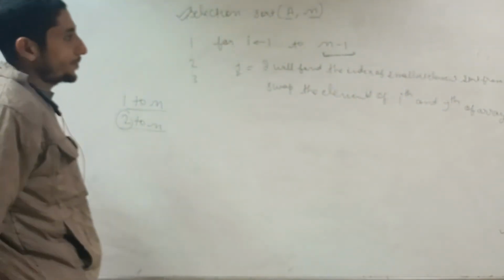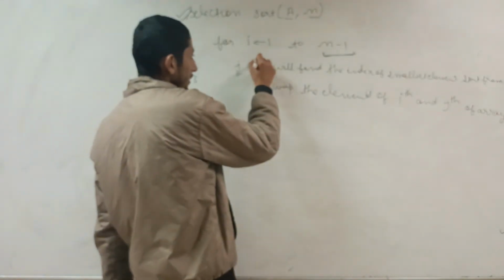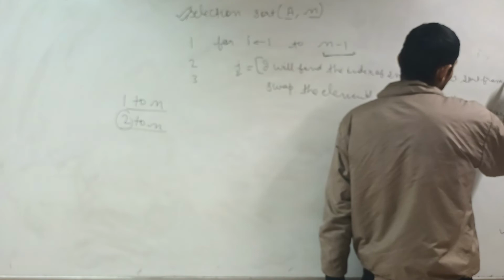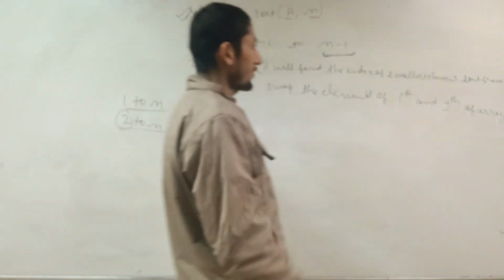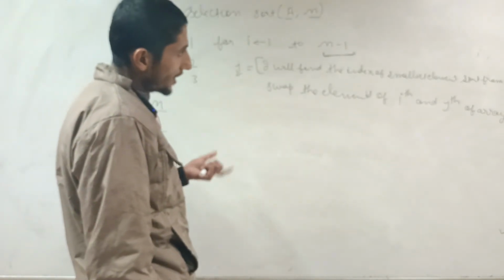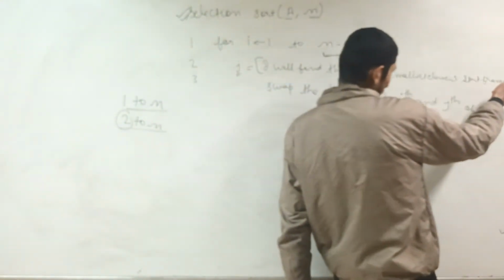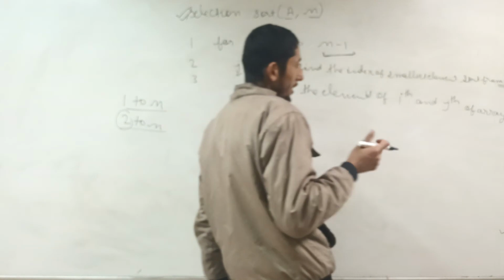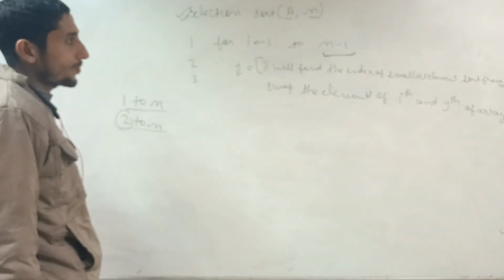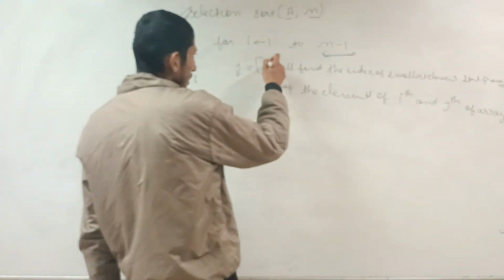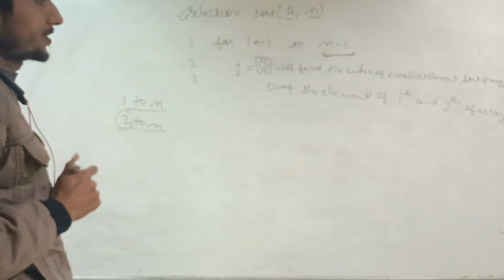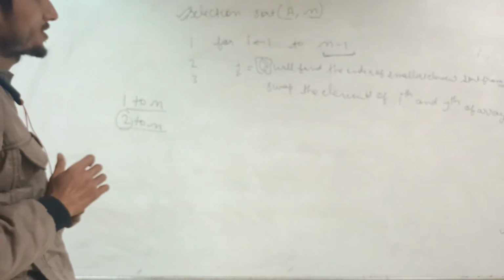So it looks very simple, but here we have written a line: I will find the index of the smallest element starting with i. So from programming point of view, I have to apply a loop starting from i to the end of the array so that I can find the smallest element index. So here also I have to apply a loop. That is the concept of selection sort.